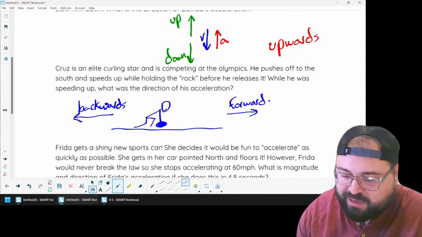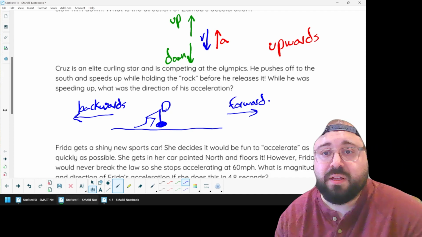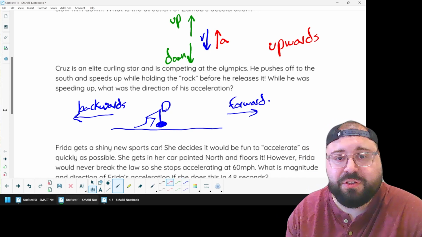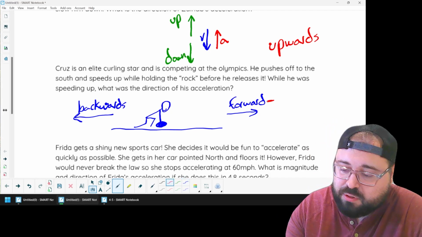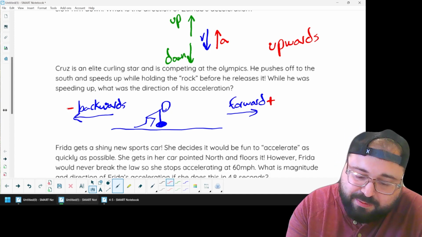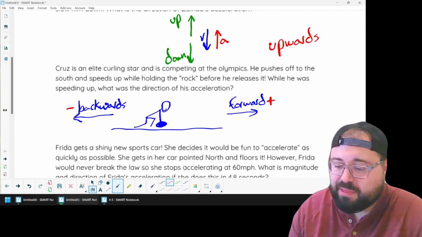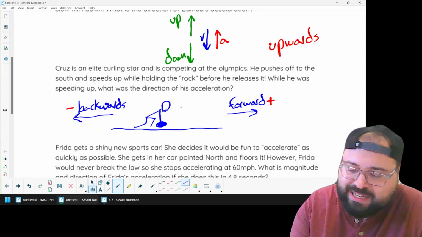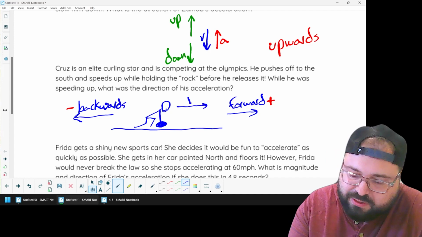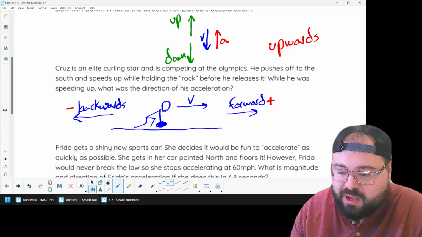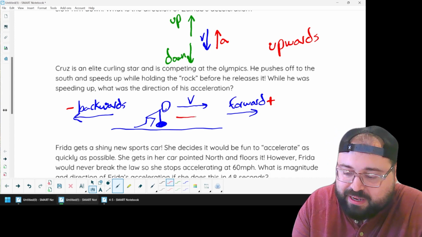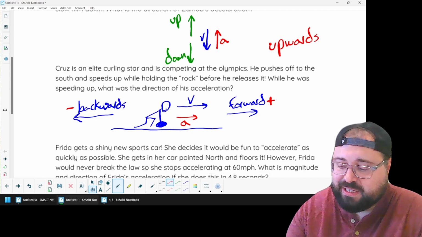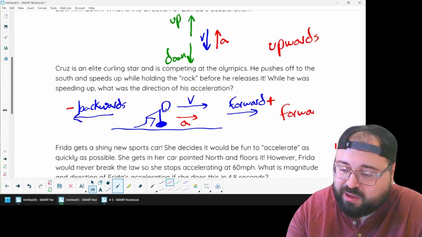It's kind of funny writing this, it seems so obvious, right? But it's kind of hard to communicate some of these things, so we have to make sure we're being very specific with our language. So let's say forward is positive, backwards is negative. That's going to help us when we're doing math. And in this problem, we're not doing math. We just need that direction. So if his velocity is directed this way, he's increasing his velocity this way, he's pushing his body this way. So he's accelerating in the same direction as his velocity. So his acceleration is also going to be forward.